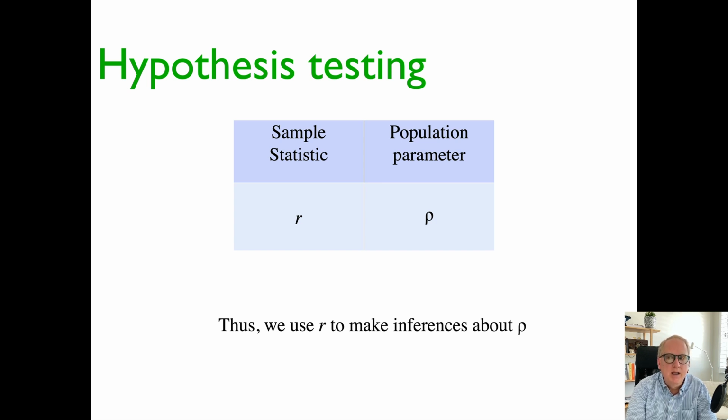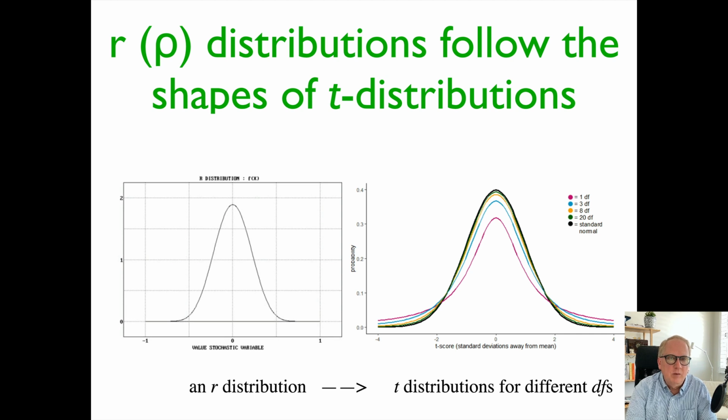Now, when we're doing our hypothesis testing and we're thinking about this population parameter rho and basing it on our r, it turns out that these r, or these rho distributions, if you were to look at them out there as sampling distributions, they actually follow the shapes of t distributions. That is, they're affected as well by degrees of freedom. And since there are estimated parameters in our r, or our rho, that means then that the shape of our underlying comparison distribution changes based on the degrees of freedom.